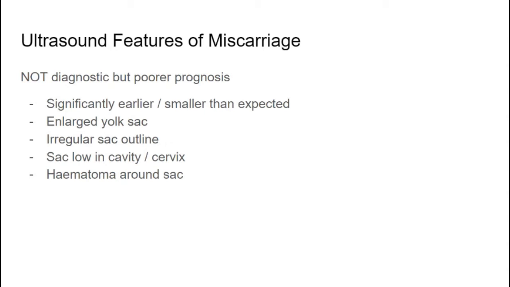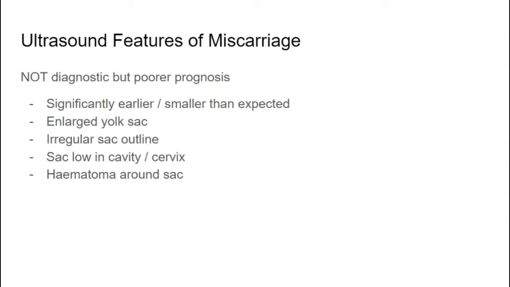So the things we're looking for here is if this is significantly earlier or smaller than expected for the gestation. So you might be scanning somebody who is, say, for example, 10 weeks pregnant, but they're showing up as 5 to 6 weeks. The CRL is only 5 millimeters and you can't see a fetal heart. So that's a little bit worrying. You wouldn't be able to diagnose miscarriage, but you would say to them, this is looking significantly smaller than your dates. Seeing an enlarged yolk sac is another sign of poor prognosis.